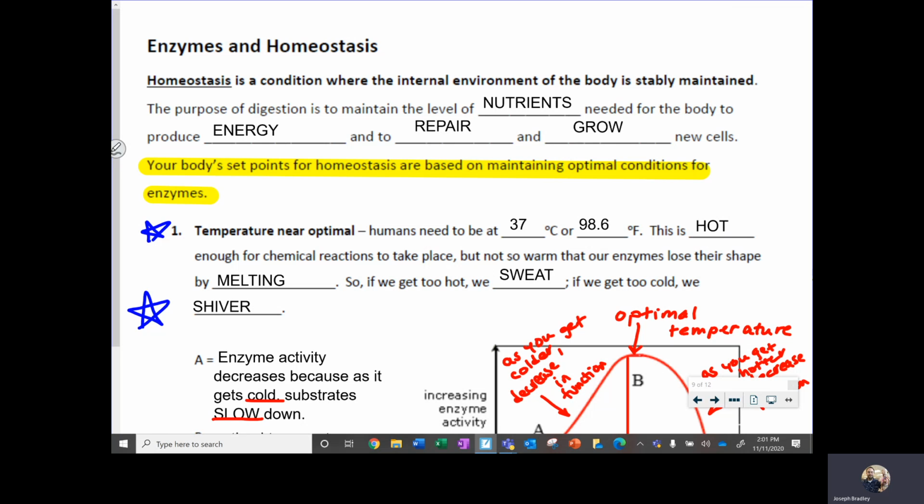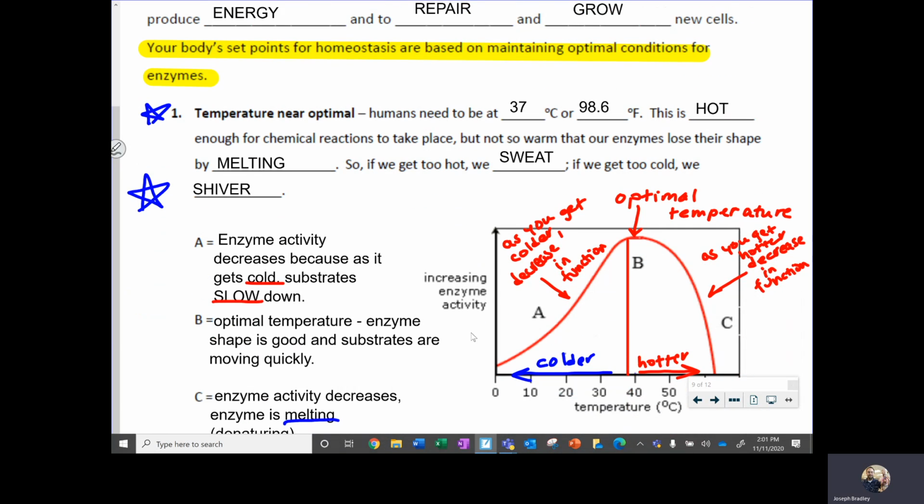So for heat, you might sweat so that it can bring your body temperature back to the normal conditions. As it says here, your temperature needs to stay near optimal, and your body will stay at 37 degrees Celsius or 98.6 degrees Fahrenheit. This is hot enough for chemical reactions to take place, but not so warm that our enzymes lose their shape by melting. And we'll talk about what that means. If you get too hot, you'll sweat, and if you get too cold, you'll shiver. This is how your body reacts to different temperatures.